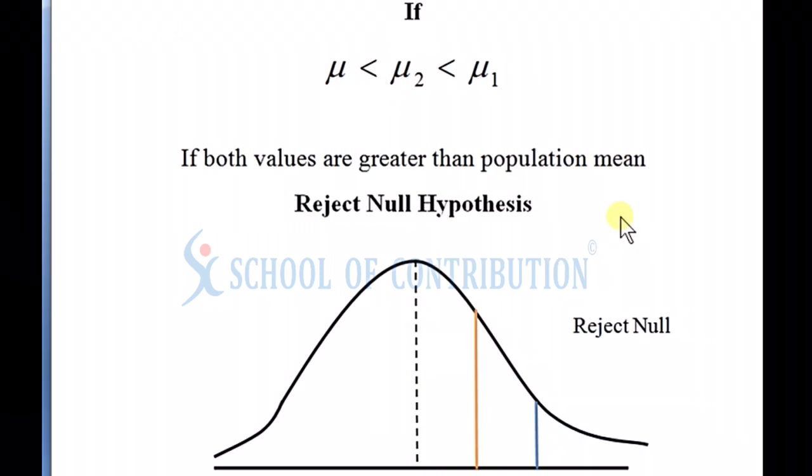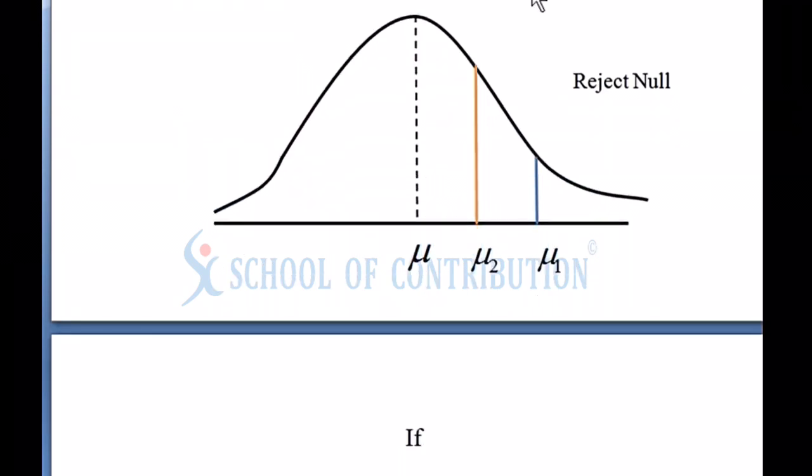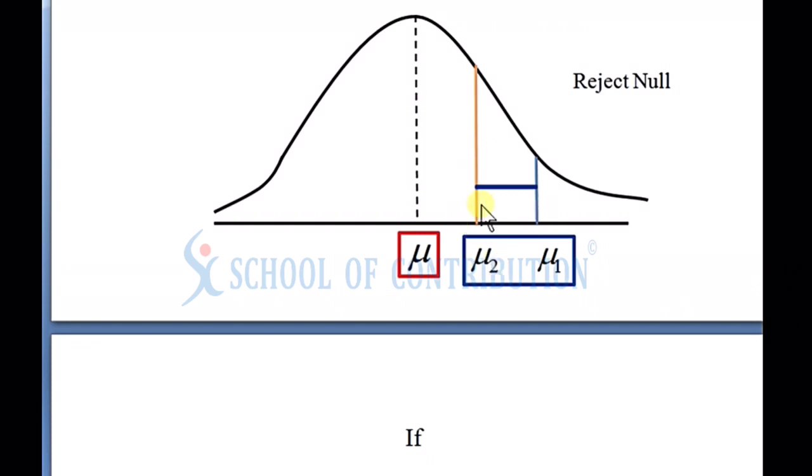Now we also show this result graphically as follows. From the graph we see that this is the population mean, and our two interval values mu1 and mu2 are more than the population mean, and this is our interval. In this interval we do not find our population mean, because the population mean is located over here and our interval values are located over here. So for this reason we must reject the null hypothesis.